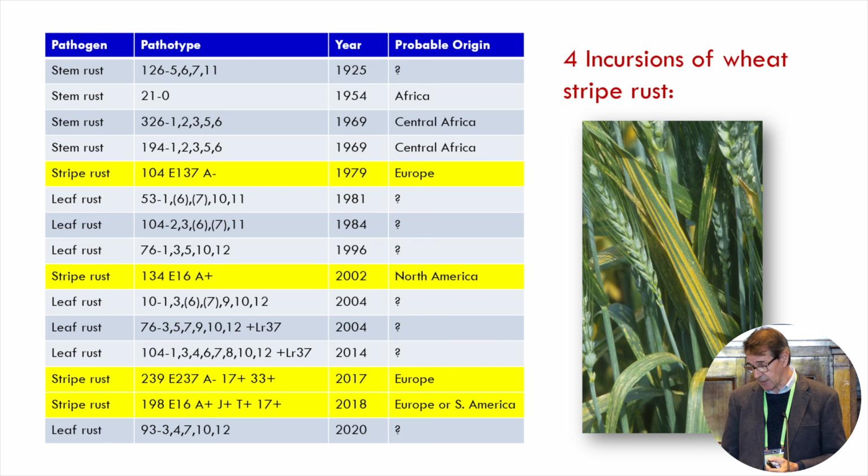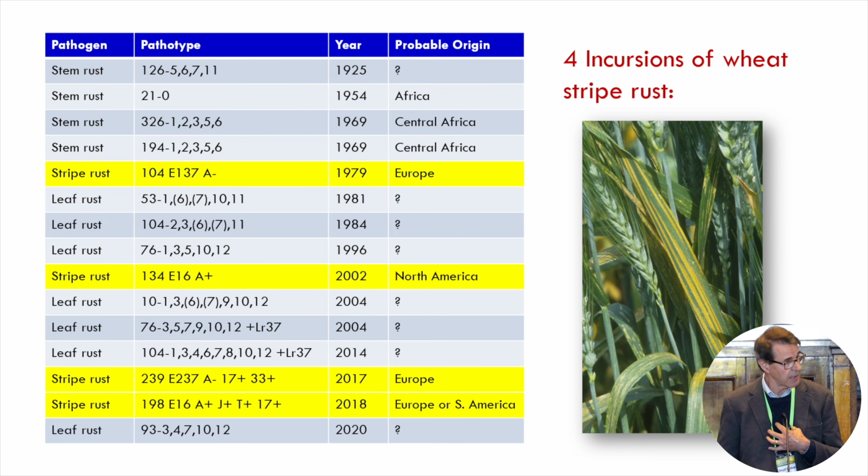So it first turned up in 1979. We believe that incursion came from Europe. We then had a second incursion into Western Australia, and within a year that was present in Eastern Australia. That came from North America. And then 2 very recent incursions, 2017 and 2018, and these have caused real headaches for our wheat growers. Last year in Eastern Australia, we probably had our worst wheat stripe rust epidemic on record, and it was caused by those two incursions in 2017 and 2018.